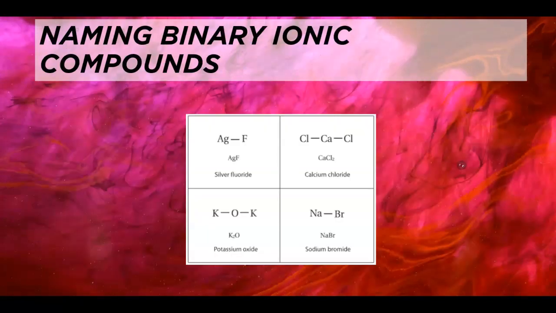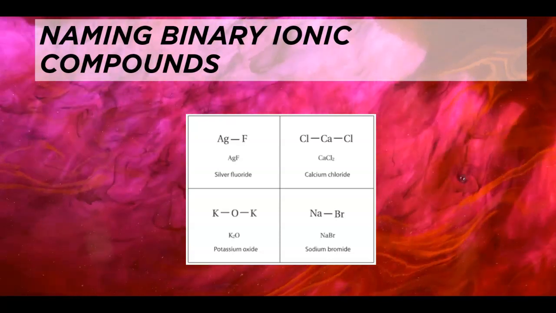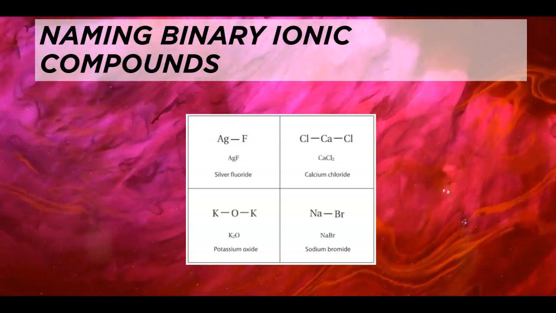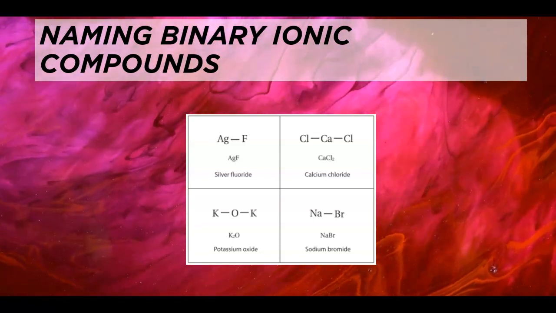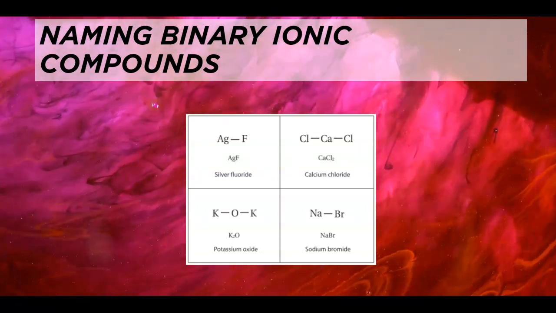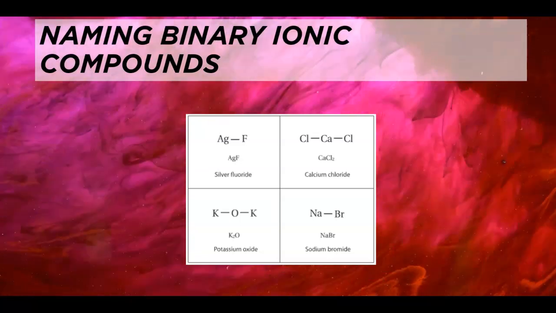Some other examples, AgF is silver fluoride. CaCl2 is just calcium chloride. K2O is potassium oxide, and NaBr, sodium bromide.